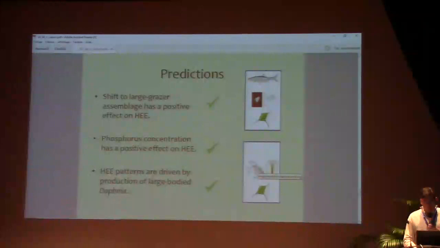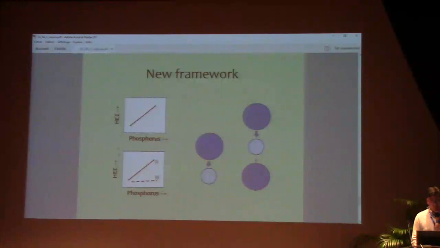So what did I learn from this study? I started off with two relatively simple hypotheses, one from ecological stoichiometry and this one from food chain theory. And I realized that these two hypotheses have some merit. However, individually, they cannot really explain the patterns of herbivore efficiency that we saw in the lake. And that is because even though there is a relationship between phosphorus concentration and herbivore efficiency, this relationship is modified by the structure of the food chain.